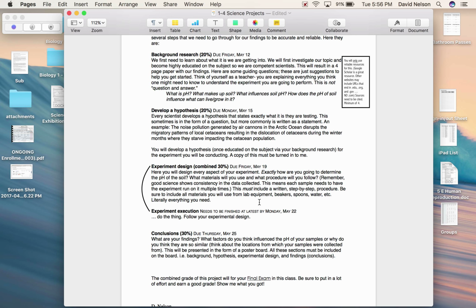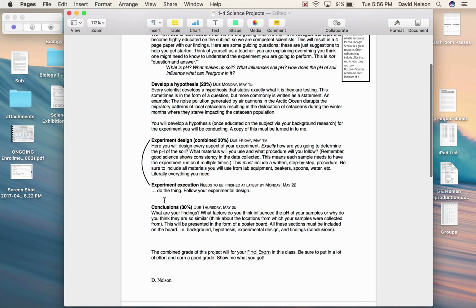You'll also, again, write this step-by-step procedure. So you'll think exactly how you're going to do this experiment and write it out. So your step-by-step procedure will be turned into me, as well as a list of all the materials you're going to need. That's going to help you be organized in the experiment you're going to do. That's also going to help me know what kind of materials you're going to need so I can aid you in getting those things. And then you'll execute your experiment. You'll do it. Then finally, you'll have your conclusions.